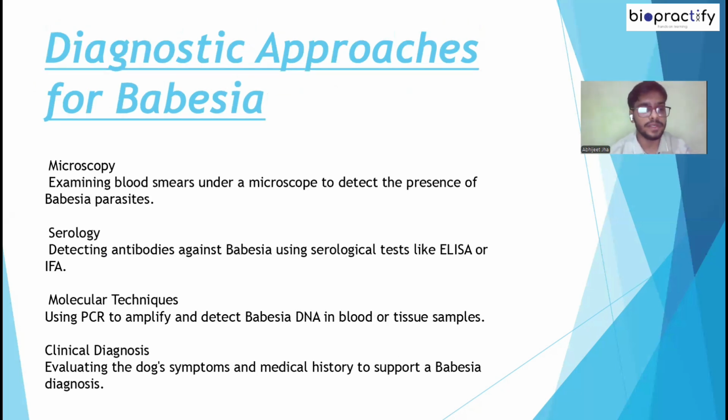Diagnostic approaches for Babesia: microscopy, serology, molecular techniques, clinical diagnosis. Microscopy: examining blood smears under a microscope to detect the presence of Babesia parasites. Serology: detecting antibodies against Babesia using serological tests like ELISA or IFA. Molecular techniques: using PCR to amplify and detect Babesia DNA in blood or tissue samples. Clinical diagnosis: evaluating the dog's symptoms and medical history to support a Babesia diagnosis.